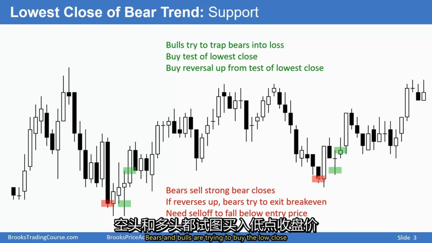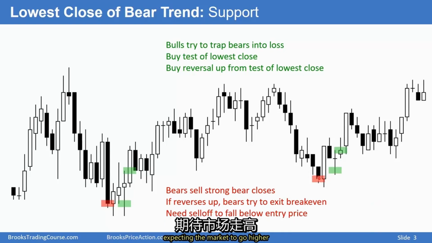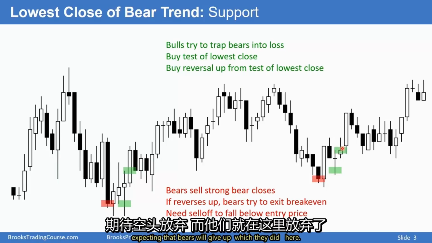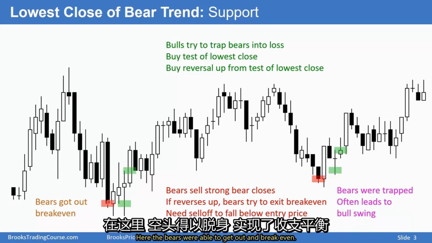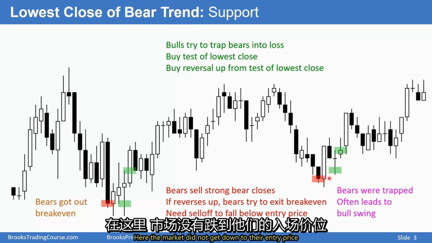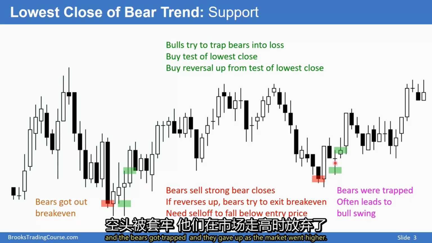Bears and bulls are trying to buy the low close, expecting the market to go higher, and they'll buy above the reversal bar, expecting that bears will give up, which they did right here. Here, the bears were able to get out break even. The bears who sold this low close. Here, the market did not get down to their entry price, and the bears got trapped and they gave up as the market went higher.